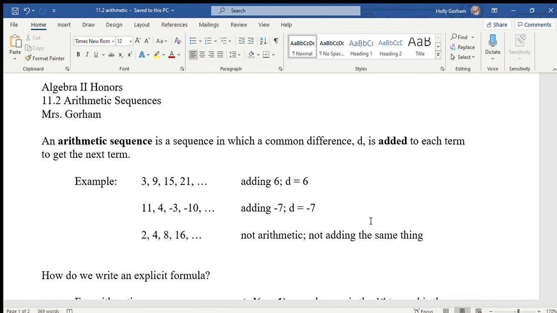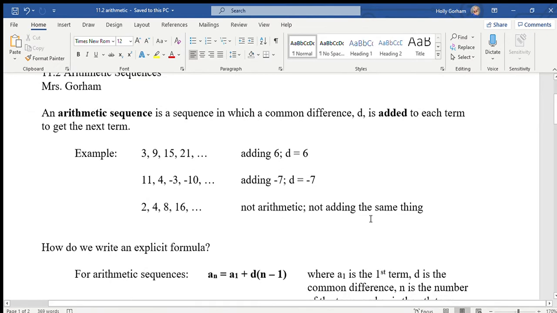Now on the third example, this is not arithmetic because when you go 2, 4, 8, 16, you're not adding the same thing every time. Now, you may say, well, we're multiplying. We are multiplying, that's going to come later, but it's not adding, so it's not arithmetic.